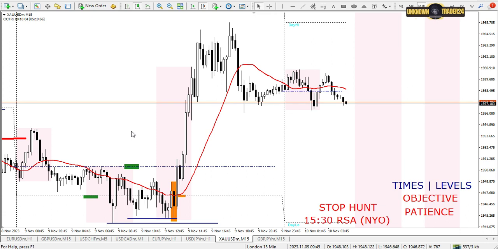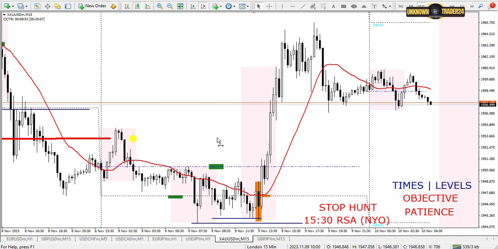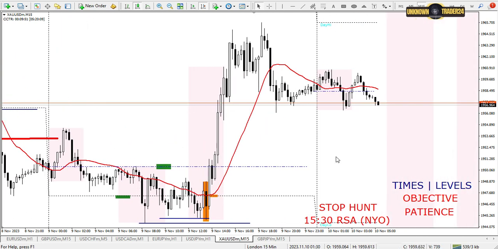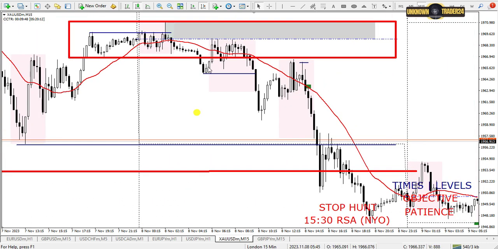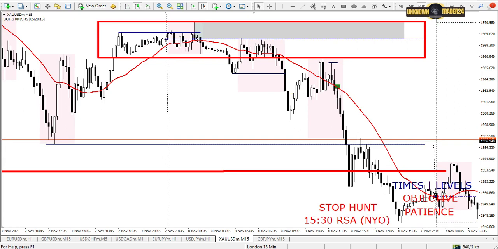And the reason I love gold, it can give you multiple opportunities throughout the week, okay? And this is my favorite asset that I always look at. I love gold. Gold moves. Gold is consistent. You see, this is 3 days of going down. Oh, let's go to 1 hour time frame.